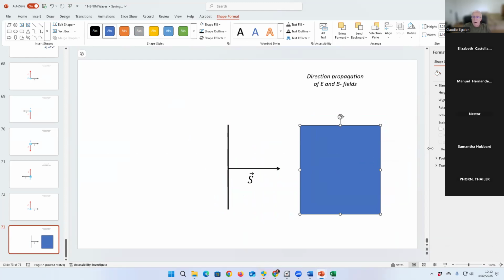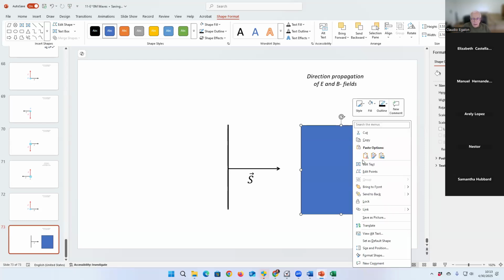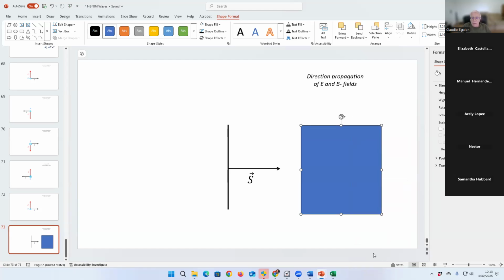And then I will be able to rotate. Format. Rotate. No, that's not what I want. I don't want to rotate like that. Let's see. There is a way to rotate that in three-dimensional space. I can't seem to remember how to do that. Let's see. Size and position. No, not this one. Let me try format shape. 3D rotation right in here. Okay, good. I got what I want.